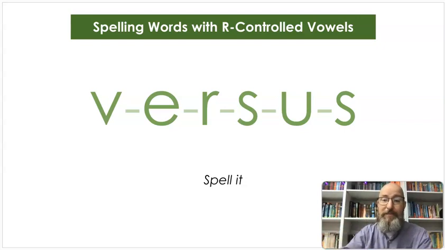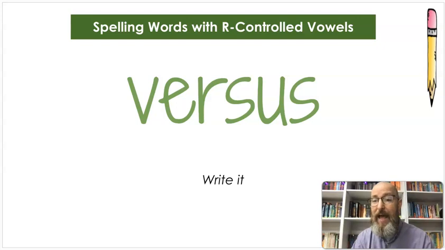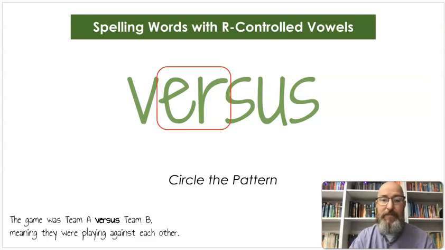V-E-R-S-U-S. Verses. And let's write it. V-E-R-S-U-S. Let's circle the pattern, the ER again. The game was Team A versus Team B, meaning they were playing against each other.